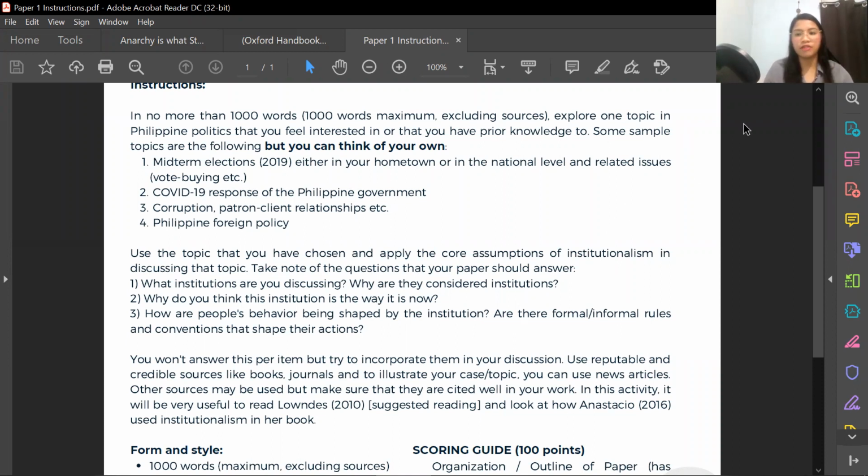At yung ganitong influence ng institution sa behavior ng isang tao ay hindi lang siya yung kapitan, for example. It can also be voters, kaya may vote buying dyan. Bakit nagvo-vote buy yung mga tao? How can you explain that behavior? Okay. So according to institutionalists, you can actually explain that through looking at the institution kung nasaan siya.